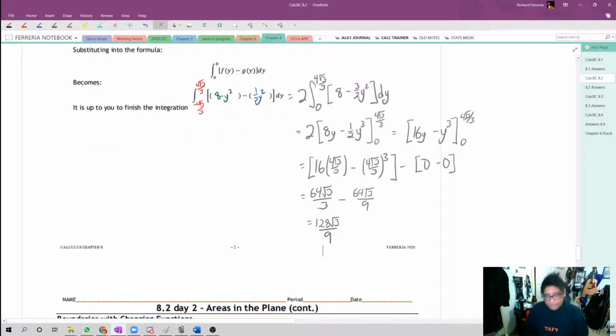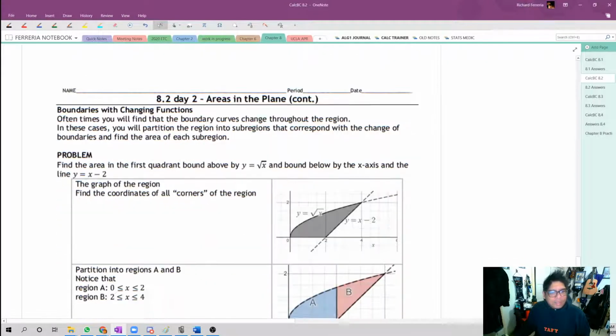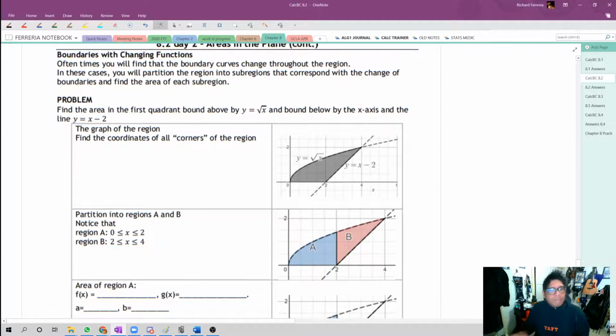Of course, now we have to write a summary. So the area of the bottom of slave 1 is 128 root 3 over 9 square units. Let's see what we have over here.